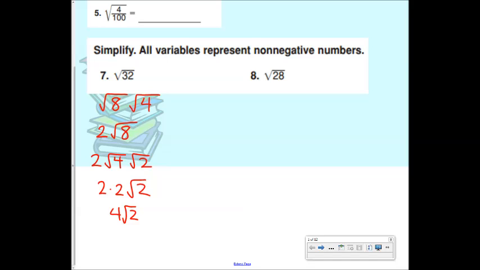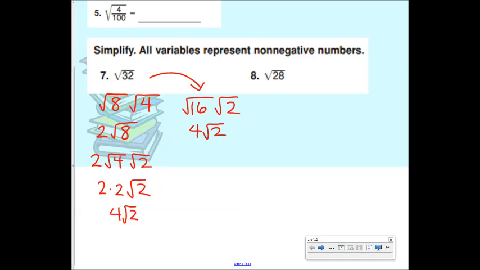So you can do it that way, or what I would do is I would say, what's another way to get 32? And it's 16 times 2. Which is a lot less steps. But that does require that you be able to see that 16 times 2 gives you 32. So you just start to get used to it. The more you do it, the more you start to see the bigger perfect squares that can go into it.